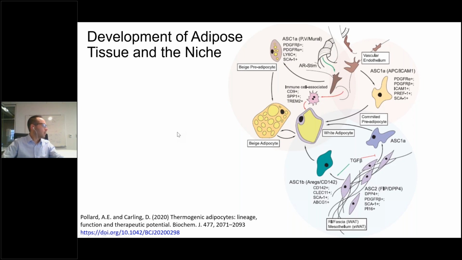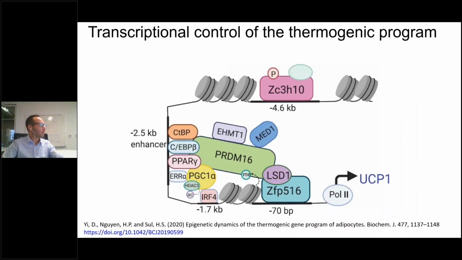And not only has our understanding improved at the cellular level, but also at the genetic and molecular level, understanding the important transcription factors that control the thermogenic program. So in the review by Hesselink-Soul's lab and Dr. Yi, they really go over the epigenetic dynamics that occur during the thermogenic program that are important in committing cells to the brown adipocyte or thermogenic program.